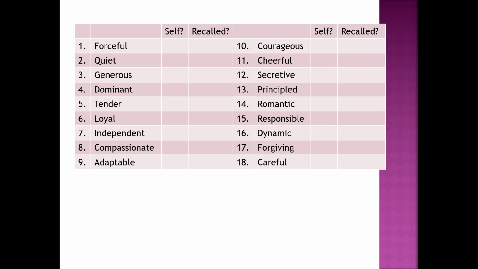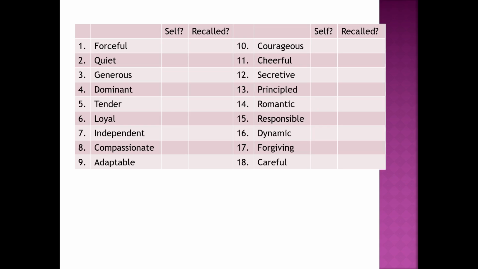So now this is going to require you to compare the word that you recalled. Let's say that you wrote down the word tender. Now what you have to do is look on the chart that's on the screen, see that tender is word number 5. Look at your list of numbers that you circled and see if you have number 5 circled. If you do, then you have recalled a word that describes yourself. If you didn't circle number 5, then you have recalled a word that doesn't describe yourself.